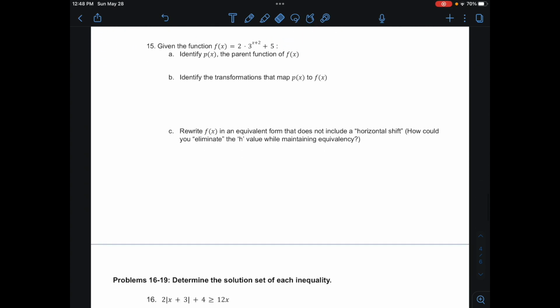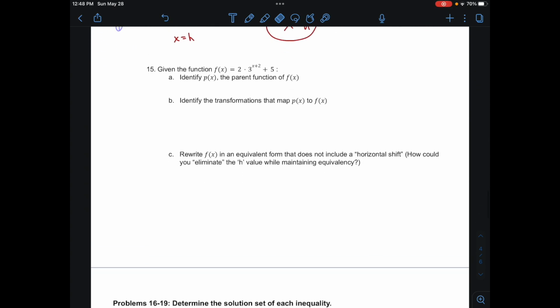All right. Number 15. Given the function f of x equals 2 times 3 to the x plus 2, plus 5, identify p of x, the parent function of f of x. Great. So the parent function is just going to be p of x equals 3 to the power of x. It's the most basic function that shares the features. This adds a vertical shift up, this adds a horizontal shift left, and this adds a stretch factor of 2.